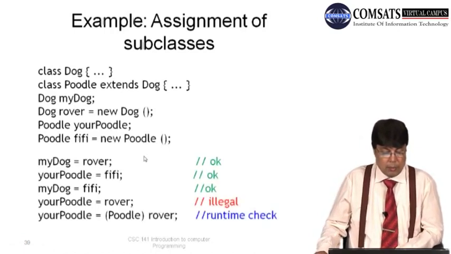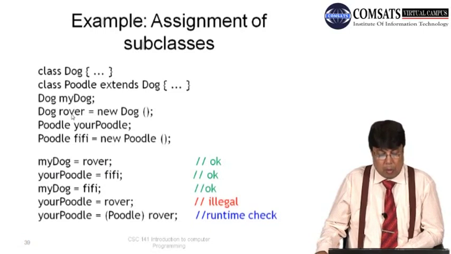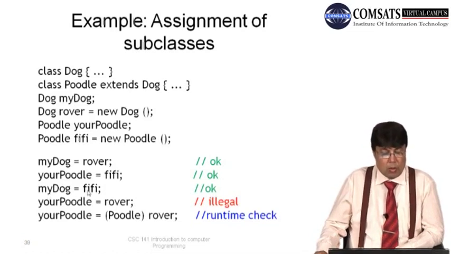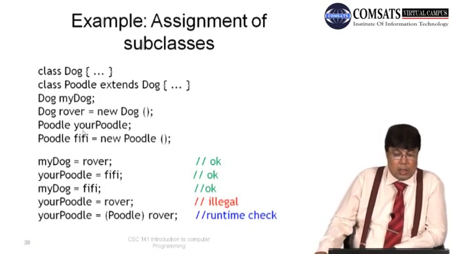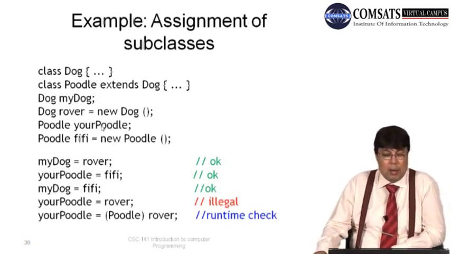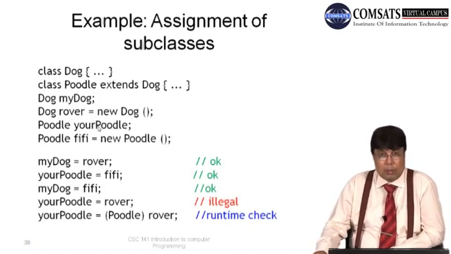Now, what can we do with it? If we say my dog is equal to rover, yes, because rover is the object that is created with the help of the dog. So you can do that. Your poodle is equal to Fifi, means this is also part of the same object. My dog is equal to Fifi, that is also okay, because my dog is a dog and Fifi is a poodle, which is basically a subclass of that dog. So a subclass you can just assign to that. That means it should have that particular feature that is inherited from the parent class.